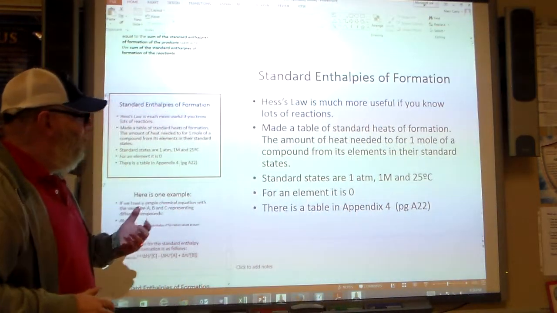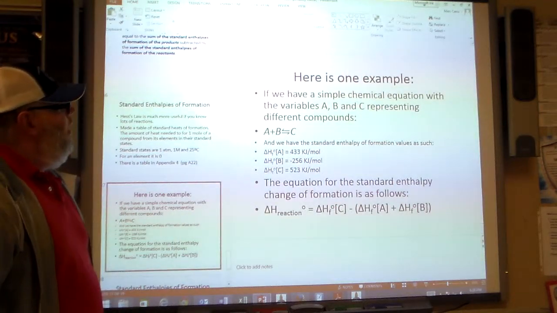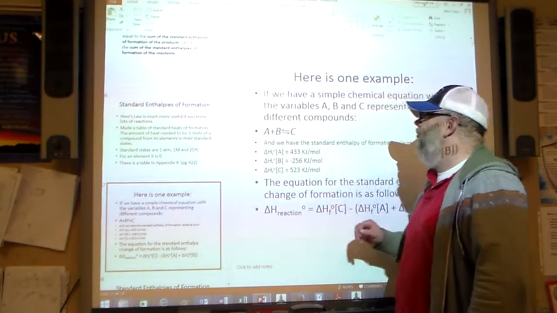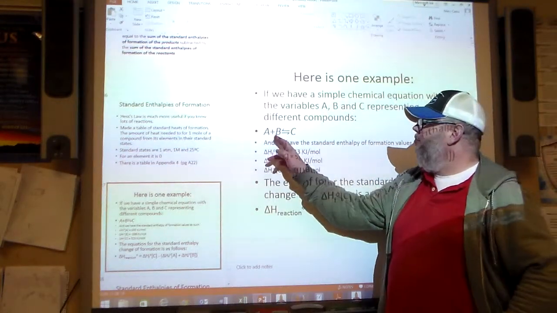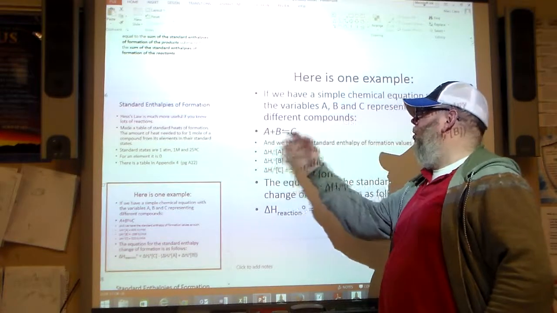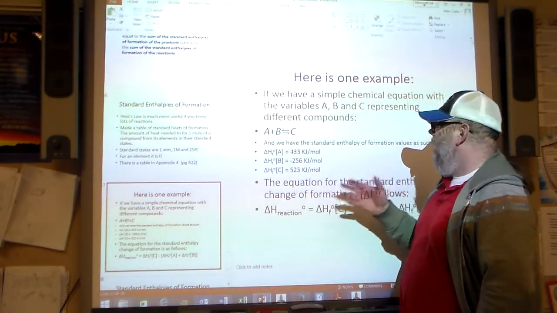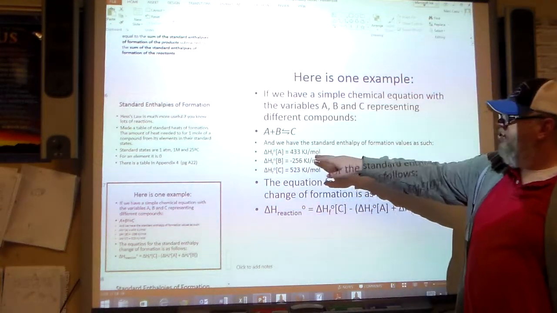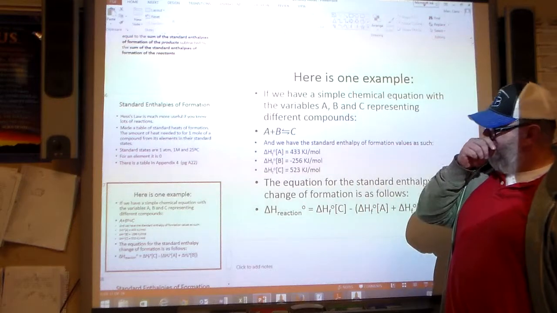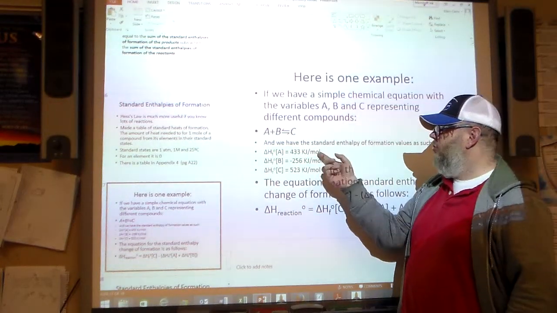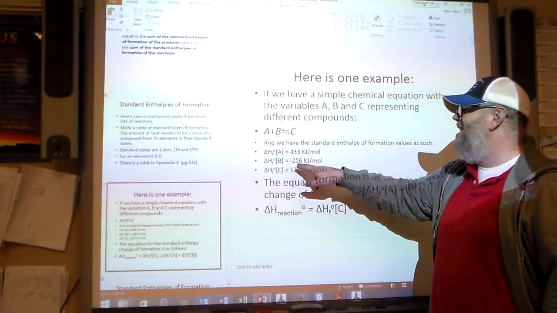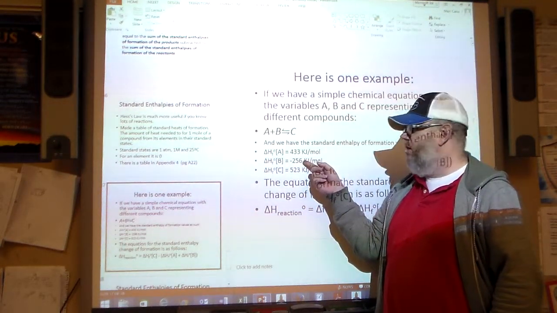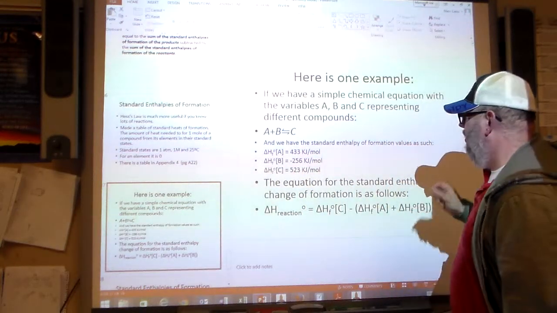So if we look at it, we can look at a simple chemical equation with the variables A, B, and C. We have A plus B and C, going back and forth. Now we have the standard enthalpy of formation values like this. The enthalpy of formation value of A is 433 kJ. For B, it's negative 256. Exothermic reaction. And then for C, it's 523.